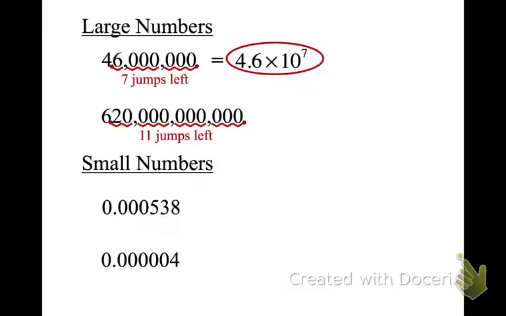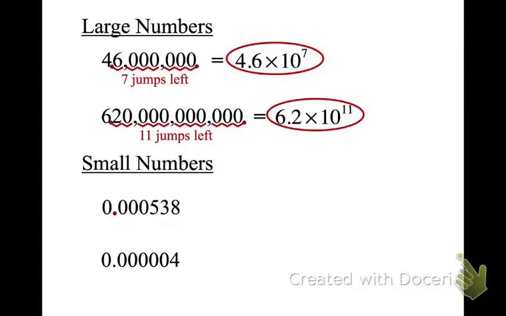Right? So it's 6 and 2/10 times 10 to the 11th power. Okay, small numbers. When we're talking about decimals, remember, we're really dealing with fractions. Decimals are fractions, and fractions are shown with negative exponents. So all decimals should be shown with a negative exponent. So where do we move the decimal so it becomes a number between 1 and 10? It goes between the 5 and the 3.